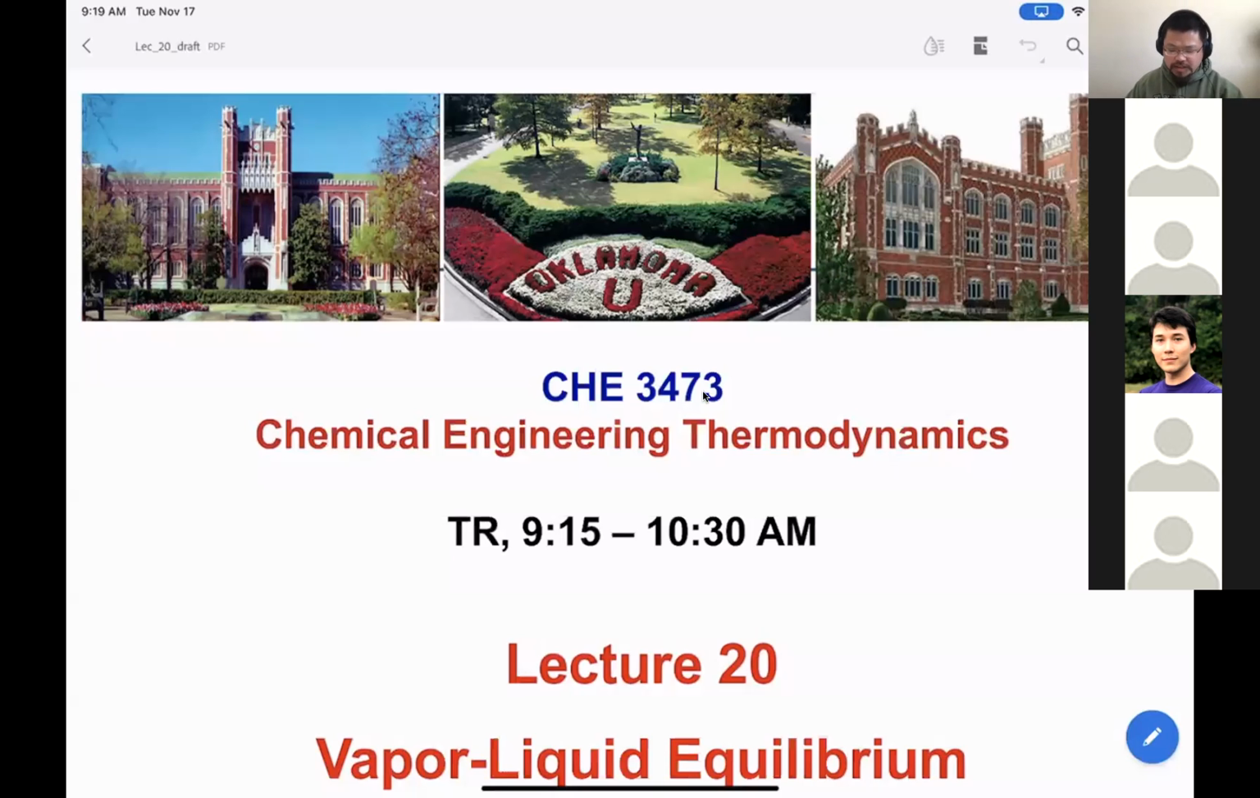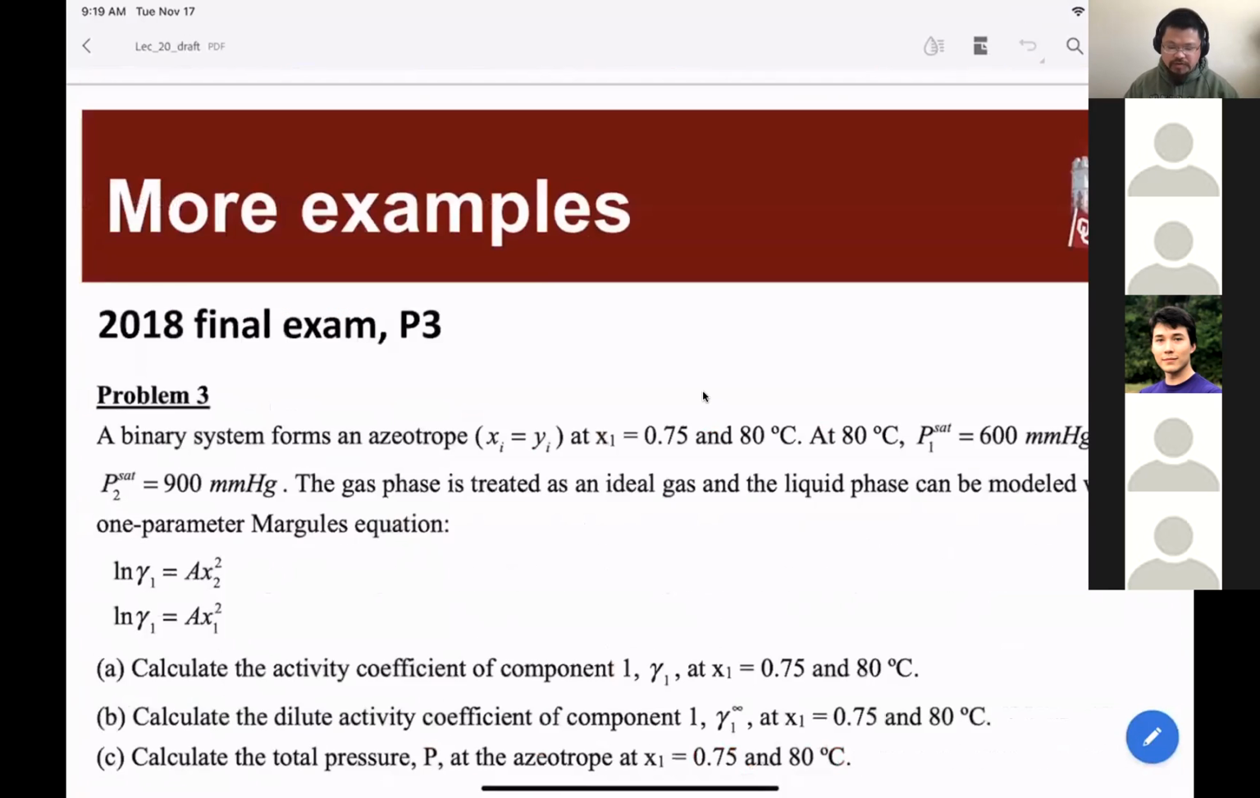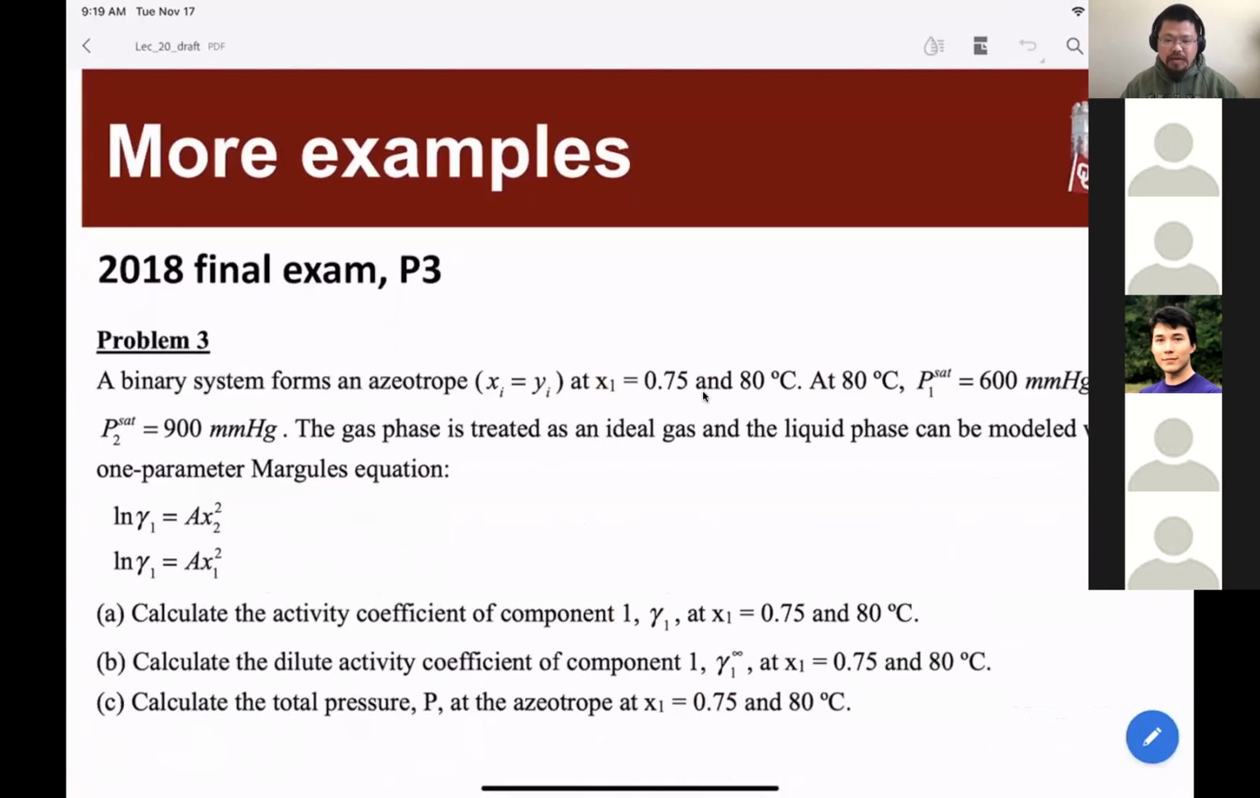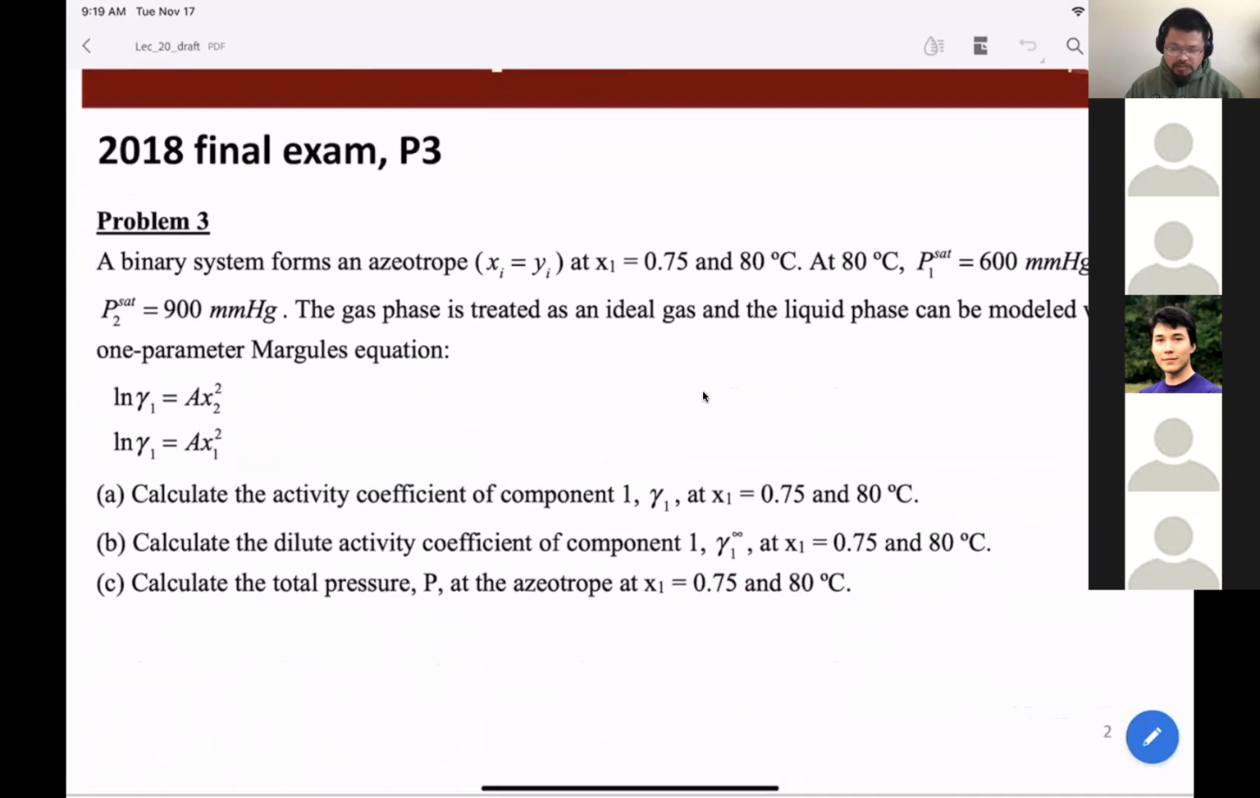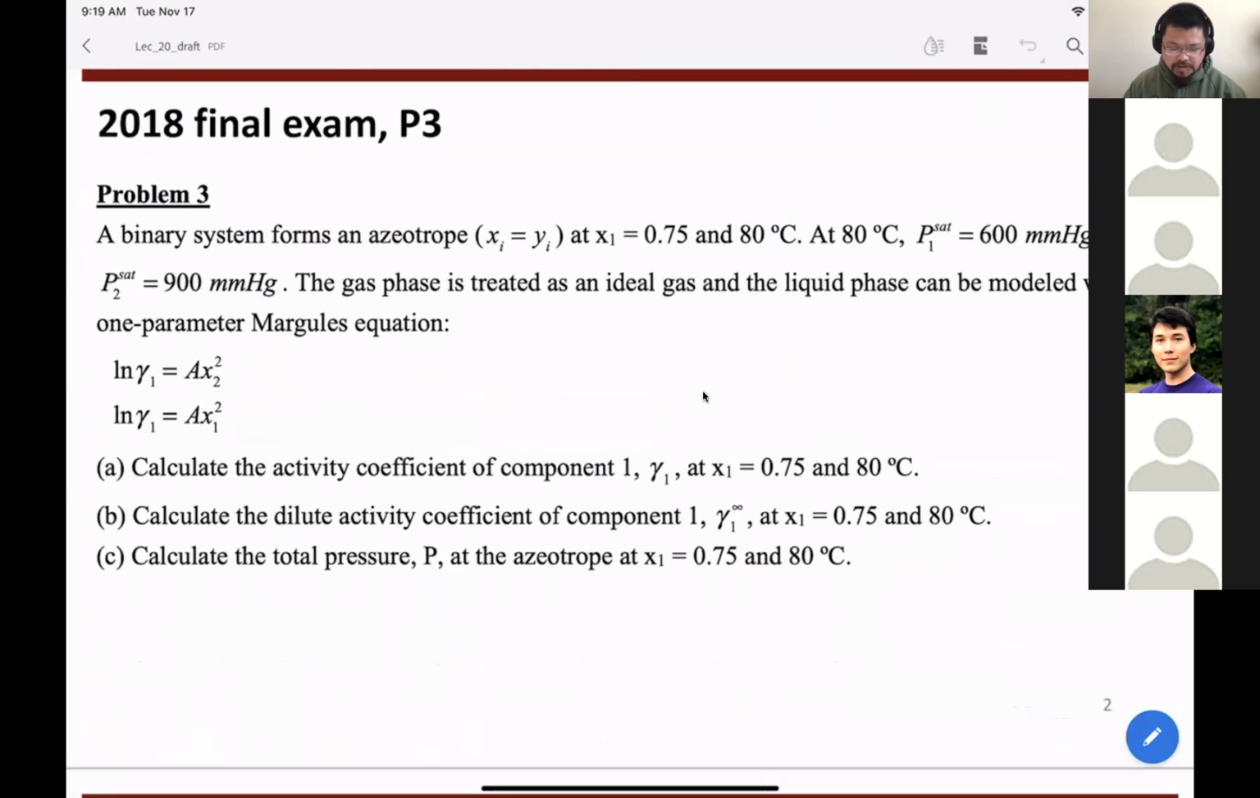Okay, so let's move on to talk about the vapor liquid equilibrium. That's our lecture 20, and that part will also be a core part of this coming unit exam 4 next week. First of all, as I mentioned in the email, I'm trying to put together some interesting examples so that you can review and prepare yourself for the coming exam 4.